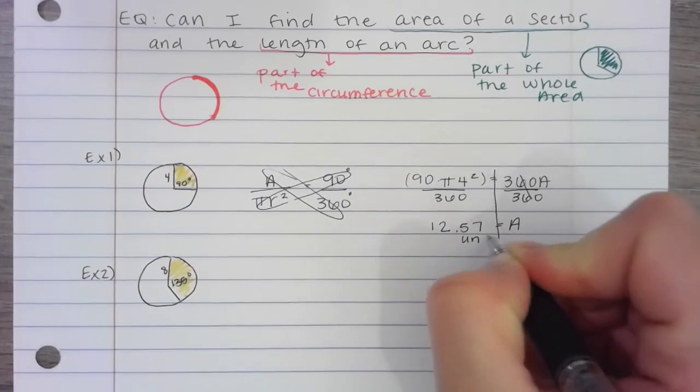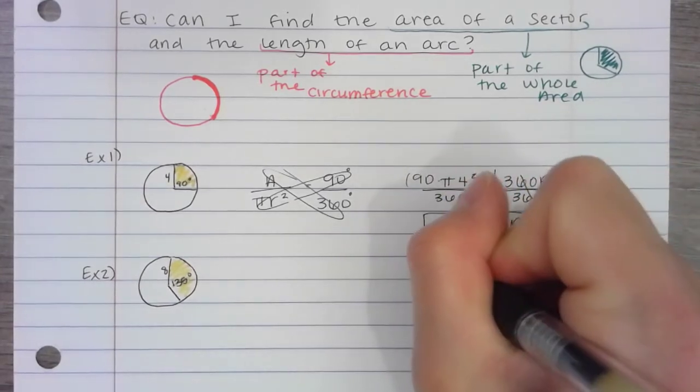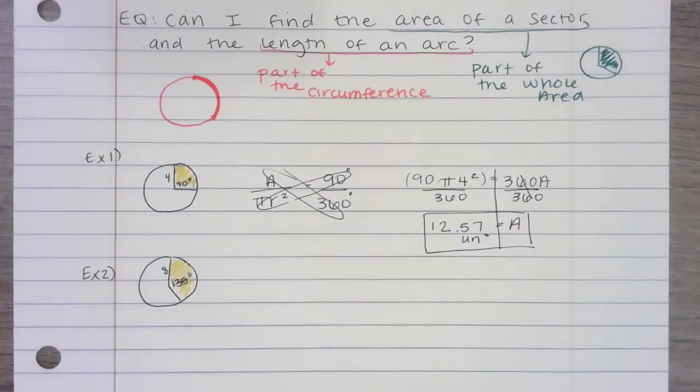12.57 units squared. I didn't give us units. In fact, none of these have units today, so we can just make one up if we want to. So in that case, that's how you would find the area.